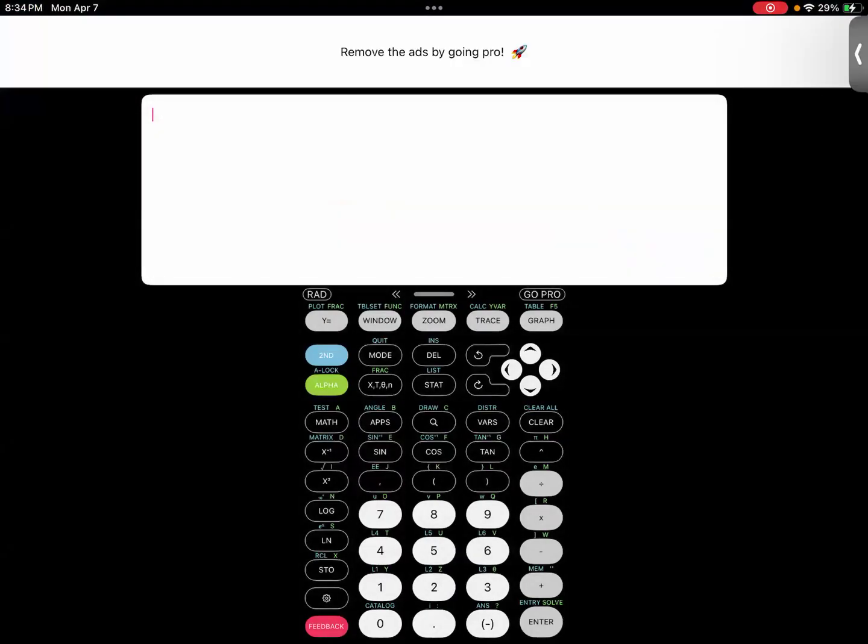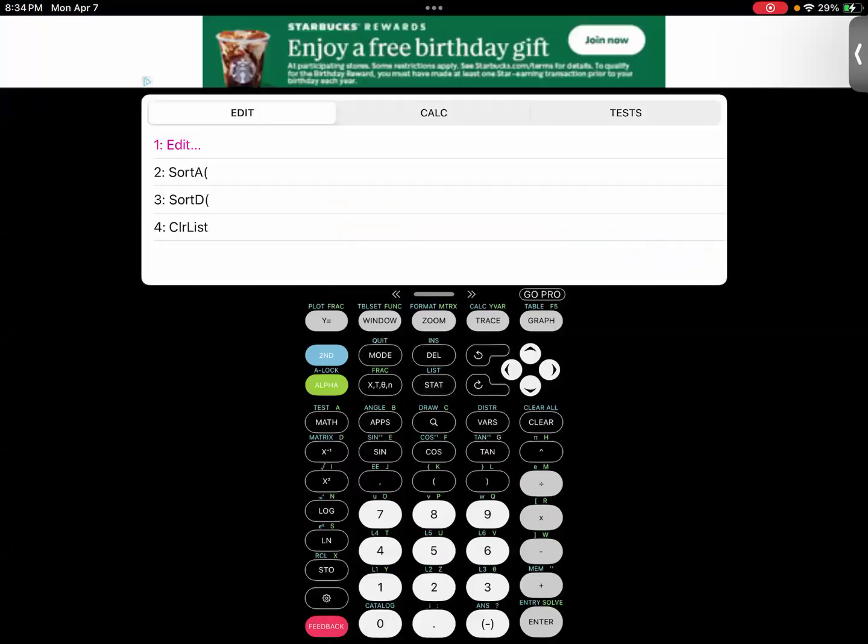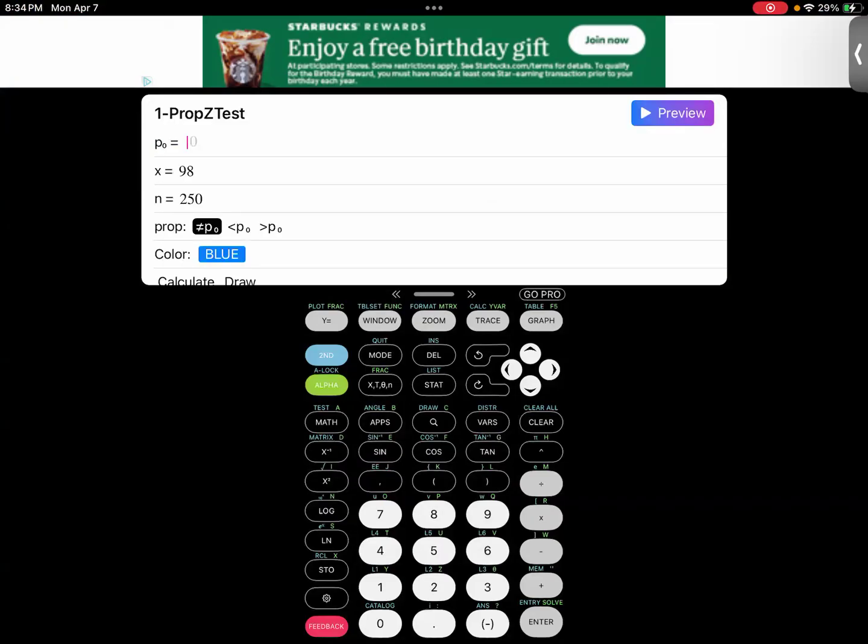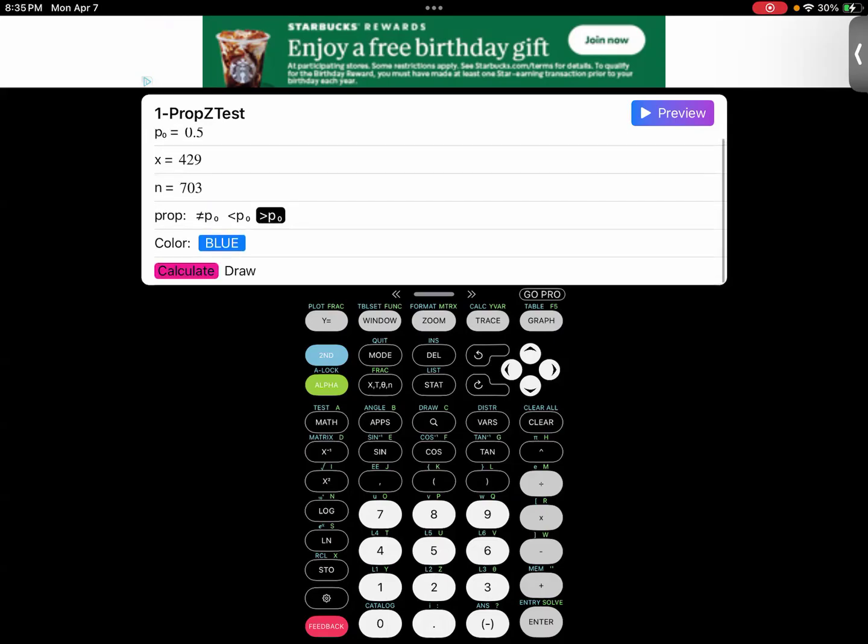So on the TI-84, we're going to go to stat, test, 1-prop z test. My p naught is 0.5. X was 429. Our sample size was 703. And we are greater than, so it's going to be this last option there, the greater than symbol. And we're going to go ahead and hit calculate.